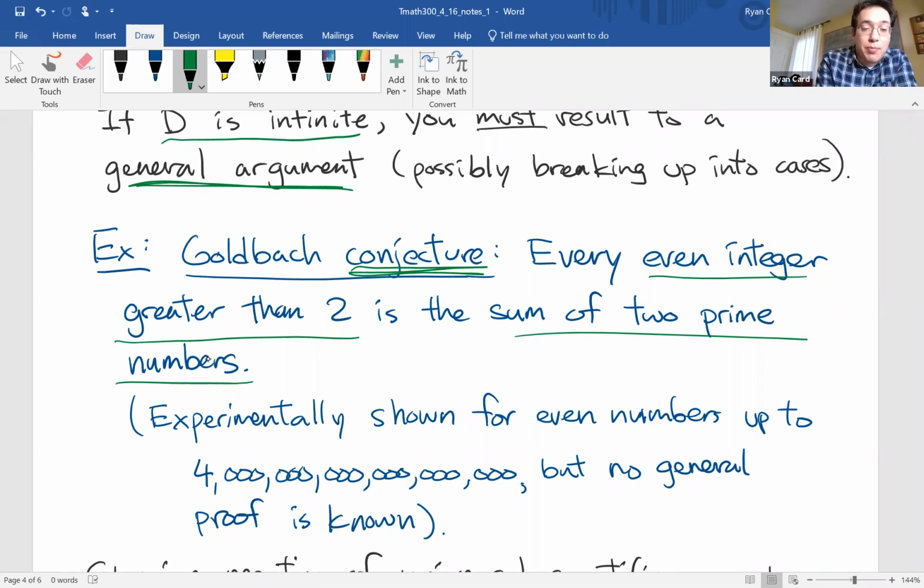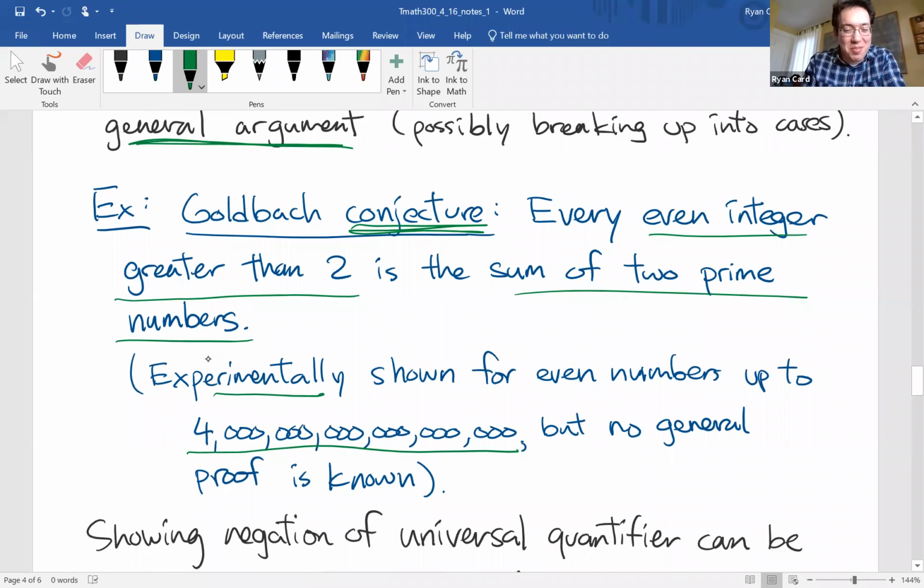A lot of people believe that this is true, but no one has a proof for it yet. In fact, it's been shown experimentally, all the even numbers up to, let's see, 1,000, million, billion, trillion, quadrillion, quintillion. So up to 4 quintillion, even numbers have been checked to be the sum of 2 prime numbers, but we don't know for the general case. There's still infinitely many numbers left. So checking by example does not equal proof. I thought that was interesting. So let me know if you find a proof.